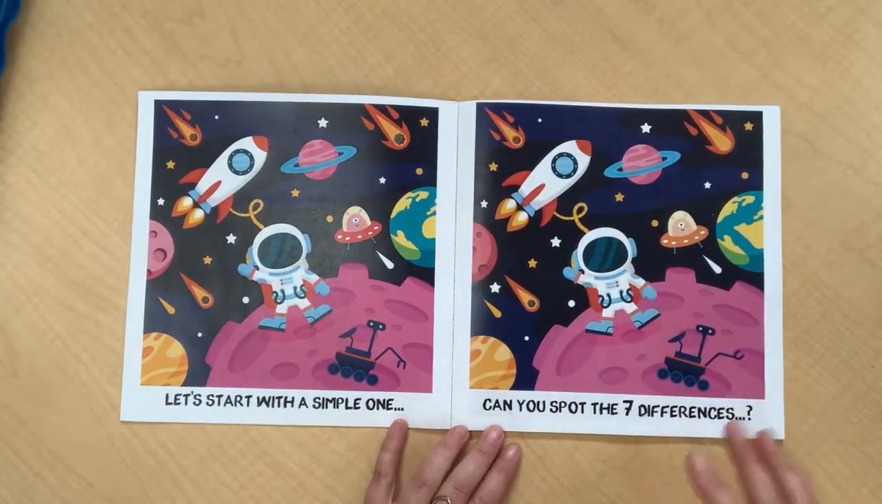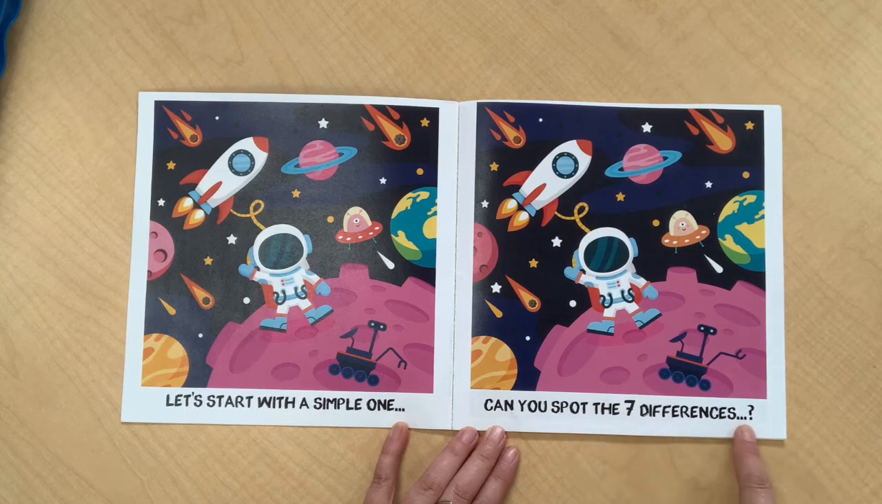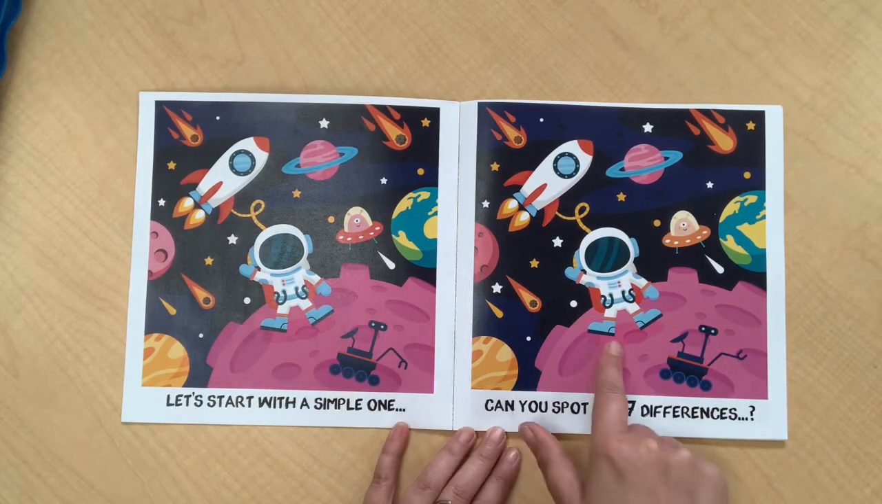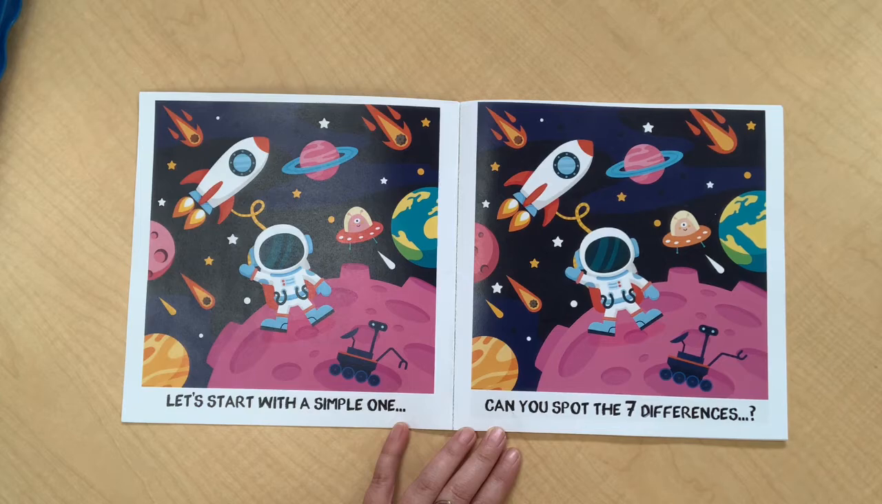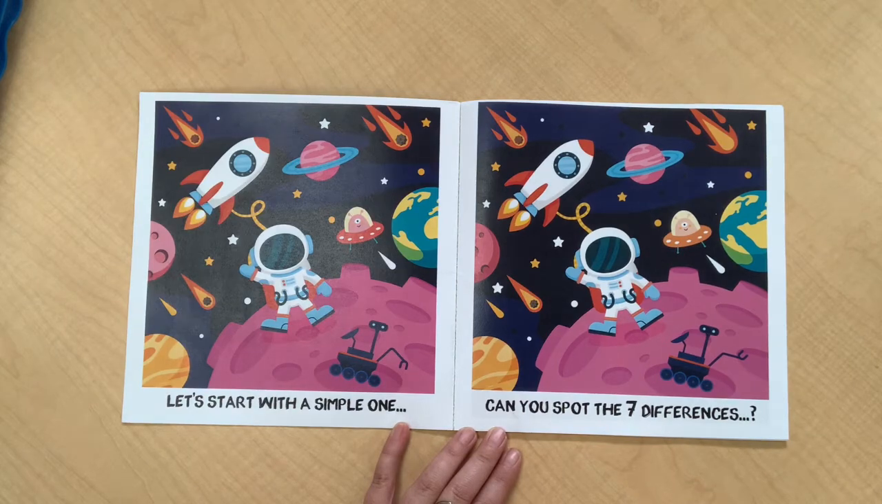All right, I'm going to show you these 2 pictures, and we're going to do this together. It says, let's start with a simple one. Can you spot the 7 differences? So that number tells me how many things to look for. Now, if I just look here and then here and then here, oh my gosh, I'm not going to find very much. So what I'm going to do is look over here and start noticing details.